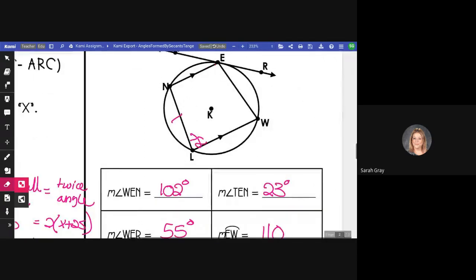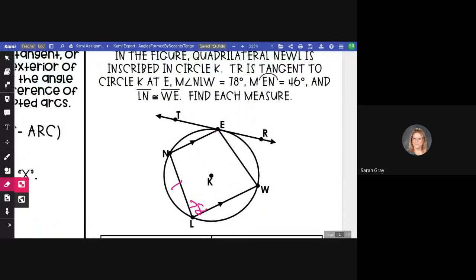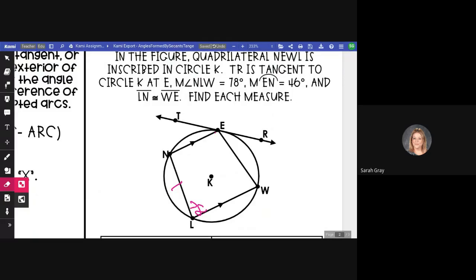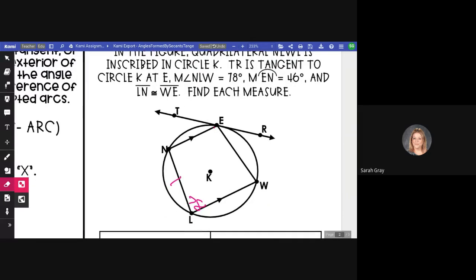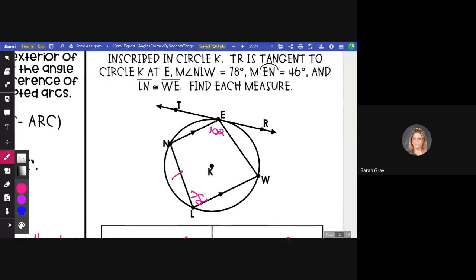Okay, for TEN, what did we know? We knew that this angle was 102. And we knew the arc was 46. Okay, that's how I got it. So angle TEN, anytime you've got this tangent and then a line coming off of it, that arc that's formed is twice the angle. And that's what theorem 1 says.